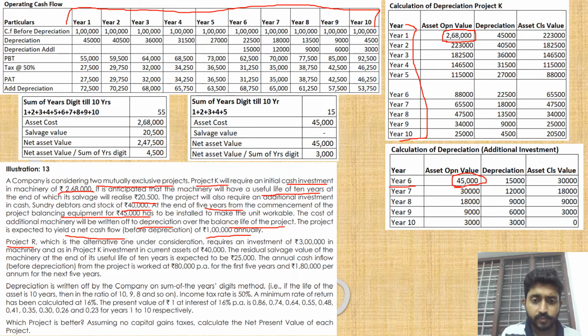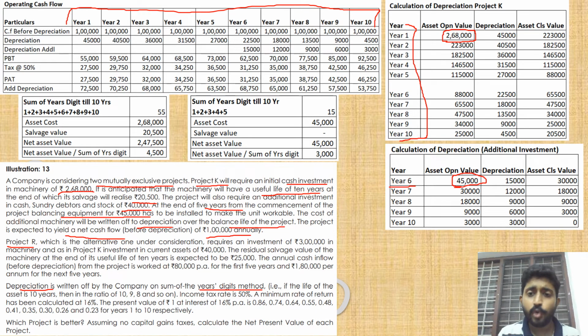And depreciation is written off by the company. Here it is not the written down method, and it is also not the straight line method. They have given some methodology, and it is really confusing. I think many students will get confused with this point. So depreciation is written off by the company using the sum of years digit method. This is a method they have discovered on their own. I don't know who discovered this methodology. Okay, that's well and good.